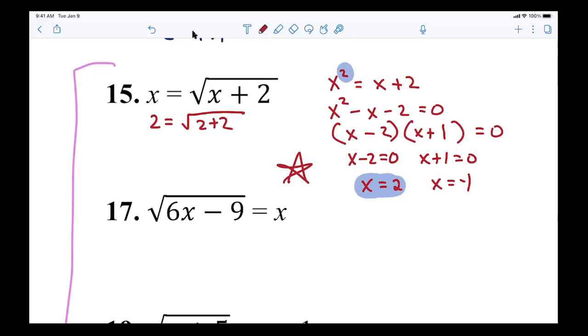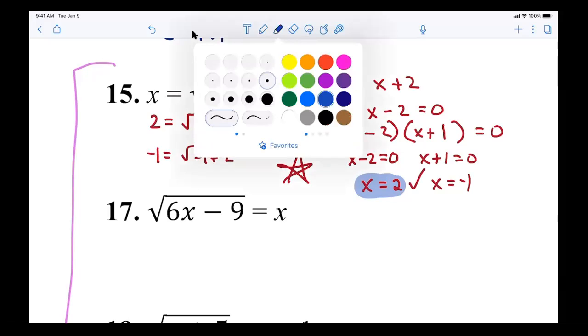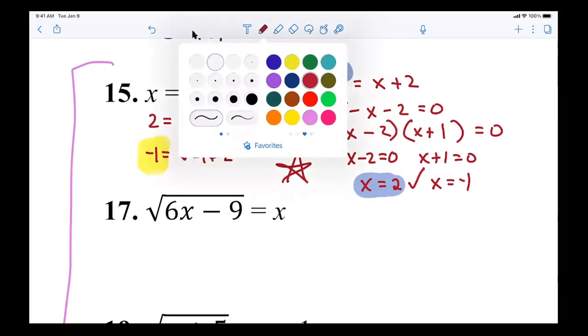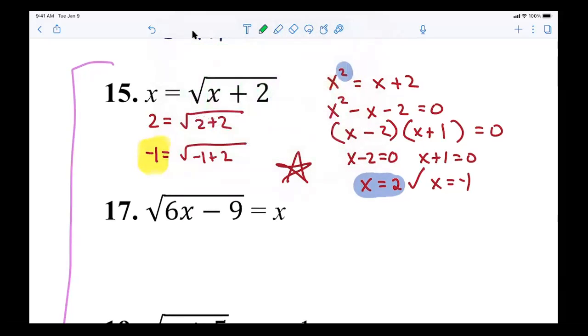What's 2 plus 2? 4. What's square root of 4? So 2 works. Now let's try -1. Does -1 equal the square root of -1 plus 2? The answer is obviously no. The reason why we say obviously no is because can a square root be -1? No, it cannot. So this right here is actually called an extraneous solution. This is not an answer. The only answer is what? The only answer is 2.